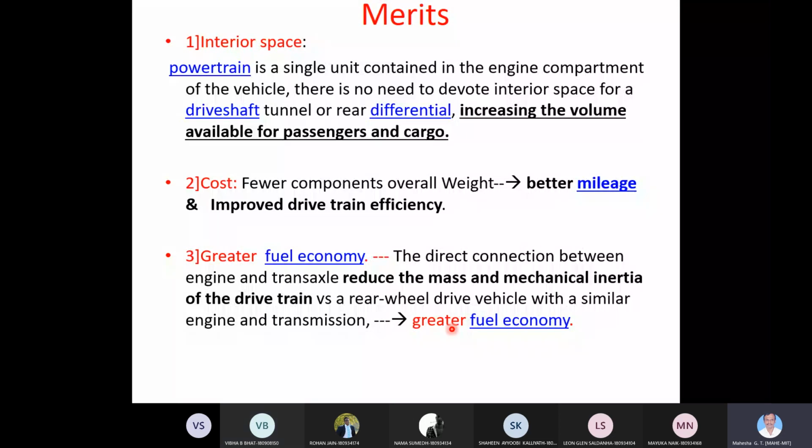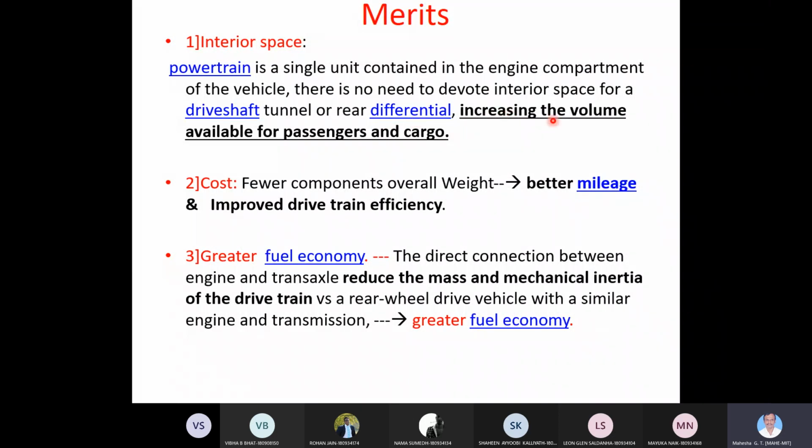That's why many of our cars and small vehicles fall under such a category, mostly the first, rarely the second, which we discussed today. Where fuel economy is the criterion, normally such a layout, particularly the first one, is preferred. Cost and these things are self-explanatory. Go through them, and if you want any explanation, you can ask me.